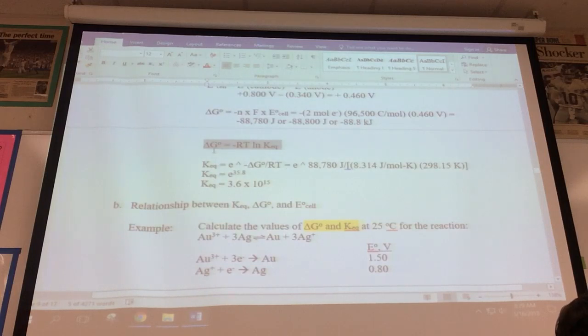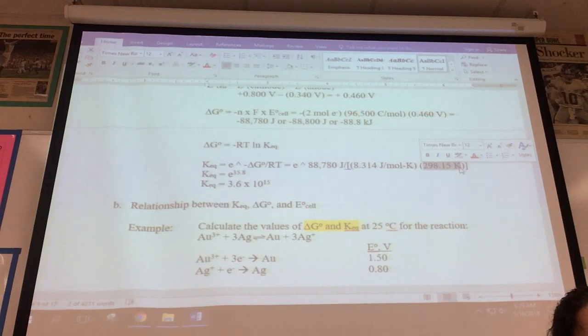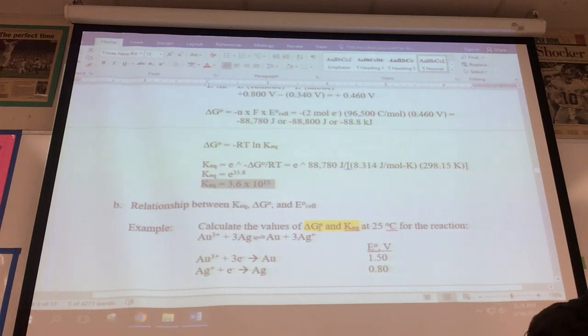So once you have your delta G, you can manipulate this equation as shown. Don't forget the negative sign here. A negative times a negative is a positive, and this must be in joules or it won't cancel out with the joules in the R. Don't forget the temperature has to be in Kelvin. For those of you who do some practice problems, this will not be an issue. For those of you who decide to take the quiz cold, it could be. And KEQ is 3.6 times 10 to the 15th power.